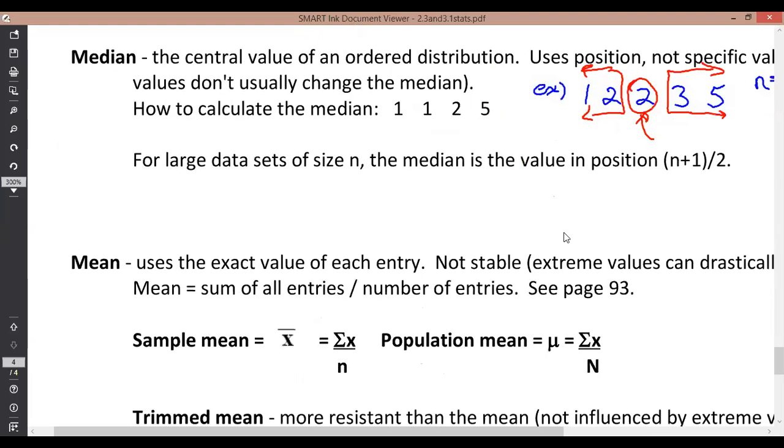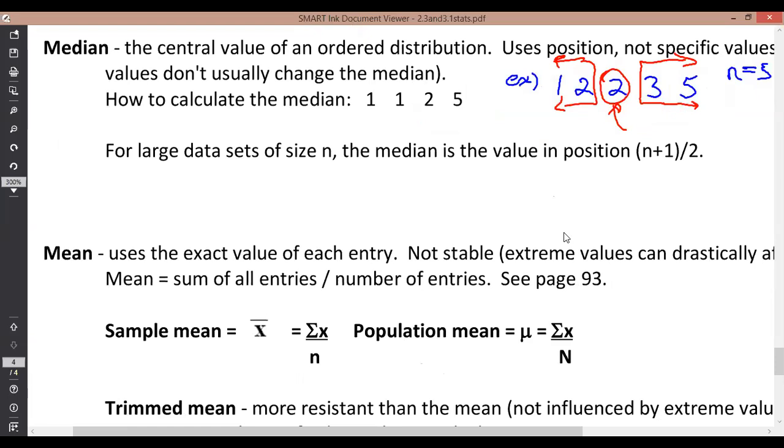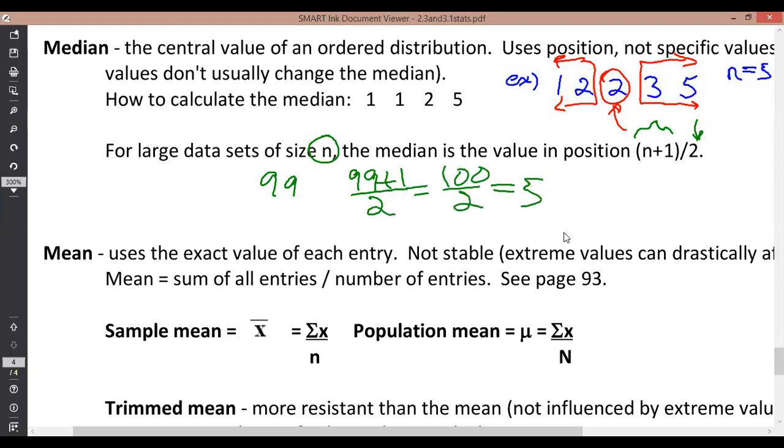Now, I'm going to give you small data sets on your test, but should you be working with large data sets? Well, for one thing, you're probably going to be doing it on a computer and let the computer program find it for you. But just so you know, for data sets of size n, let's say you have 99 numbers, the median is the value in position n plus 1 divided by 2. Well, 99 plus 1 divided by 2, 100 divided by 2 is 50. So you'd be looking left to right, what is in the 50th position.